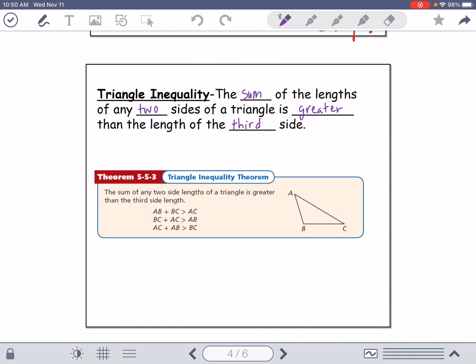So here's what's going to happen. Every triangle has three sides. When you add two of those sides together, it has to be greater than the other side that you've got. If that happens, then those three sides can form a triangle. If those two sides are not greater, then they don't form a triangle.